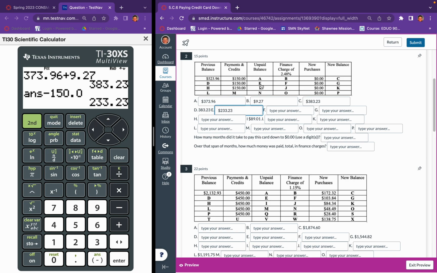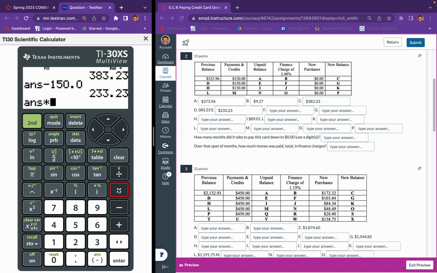Because we still owe money, we still have a finance charge. So we're going to multiply that $233.23 by 2.48% to find that the finance charge on the money we owe is $5.78. Again, the whole idea is we quit using the card so we don't have any new purchases. So I am just going to take this $233.23 and add it to $5.78. In other words, I'm taking the unpaid balance and adding it to the finance charge.